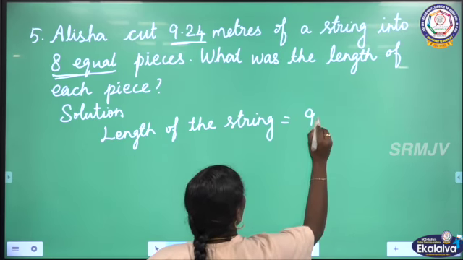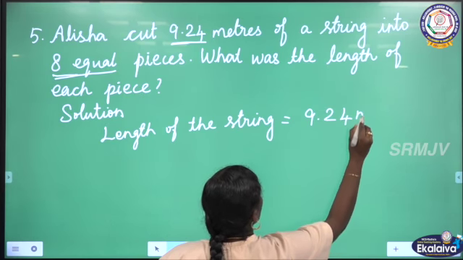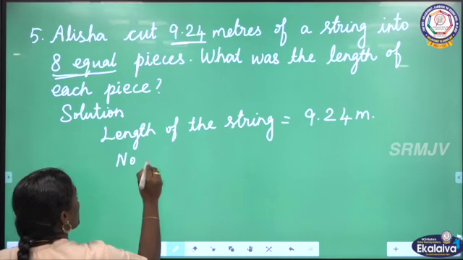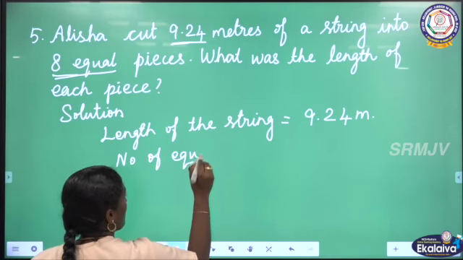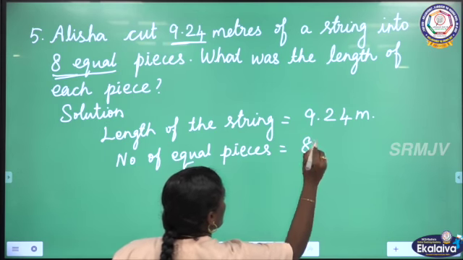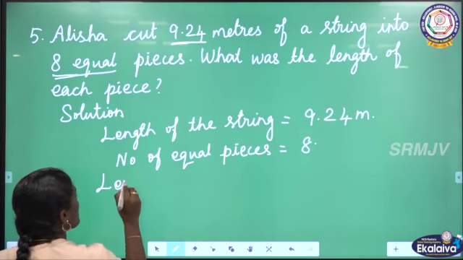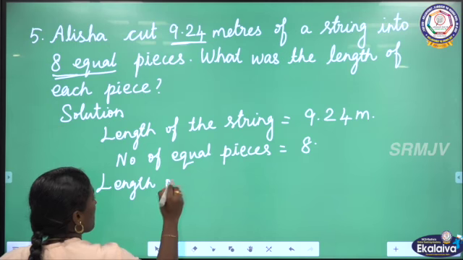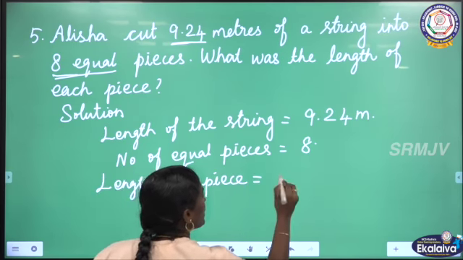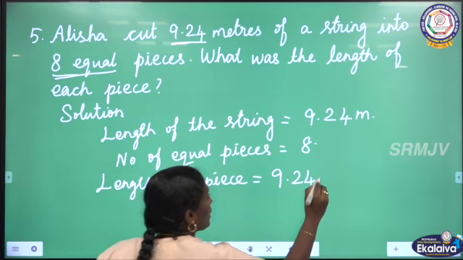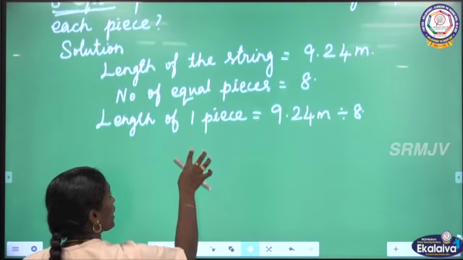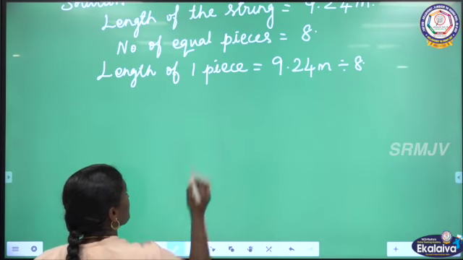So the length of the string is equal to 9.24 meter. It is divided into 8 equal pieces. So the number of equal pieces is equal to 8. Now we are going to find out the length of one piece, which is equal to the total length of the string divided by 8.